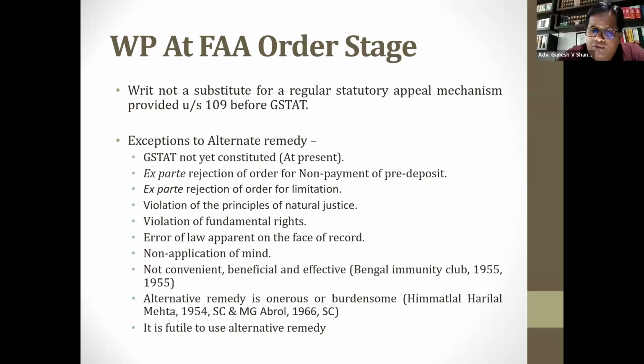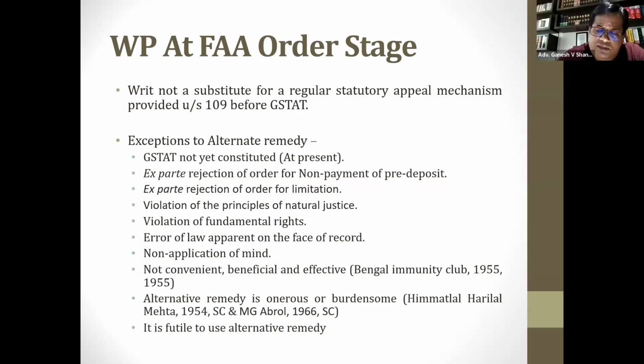Then the last but one, alternative remedy is onerous or burdensome. This I already covered. Pre-deposit is too huge, or 100% pre-deposit in certain cases. If you're asked to pay in income tax, you may be asked to pay 80% pre-deposit of the demand or adjudication demand. If that becomes very huge, or a high-pitched assessment, as they call it in income tax, in those cases we can approach the High Court. It is futile to use the alternate remedy.